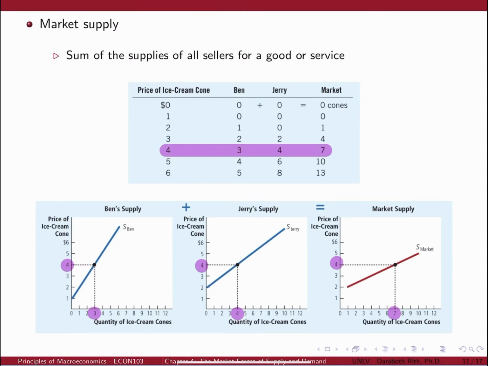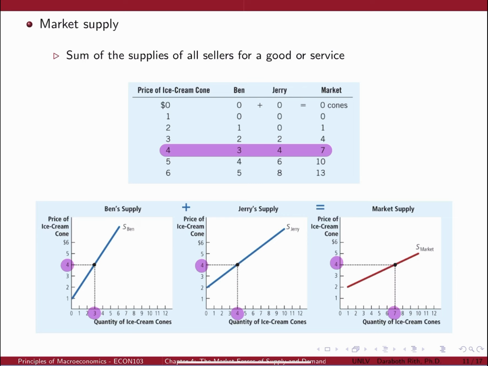Now let's define what market supply is. Consider that we add two suppliers in the market of ice cream cones, Ben and Thierry. Ben has his own supply such that his quantity supplied reflects at different price points, and the same goes for Thierry. For example, at a price of $4, Ben's and Thierry's quantity supplied are 3 and 4 respectively. So to find the market supply, we can simply add the quantity supplied of these suppliers together, which is 3 plus 4 equals 7.